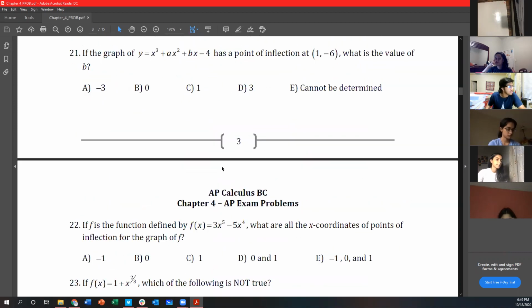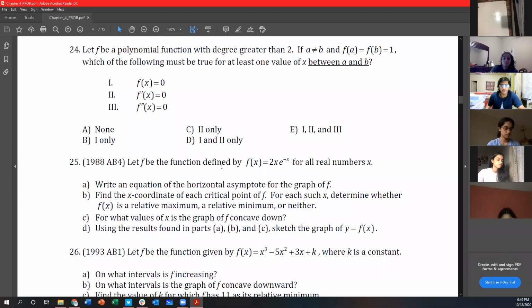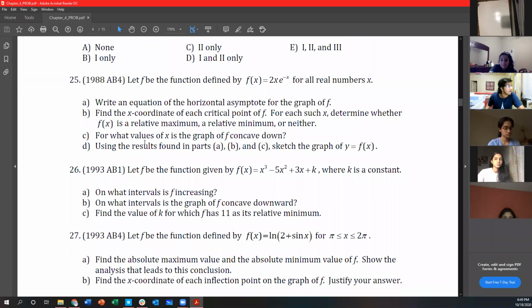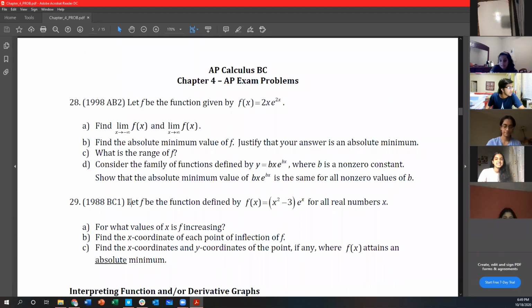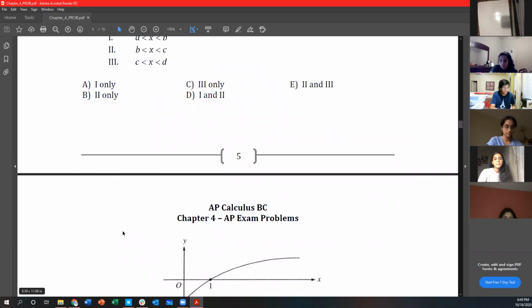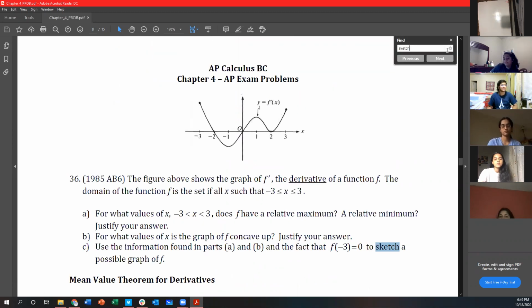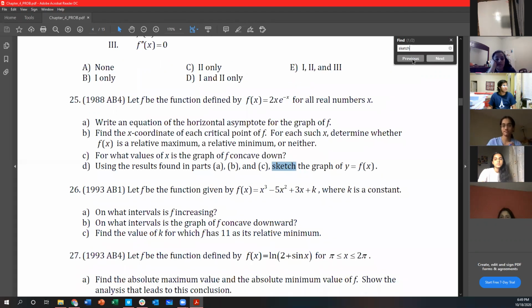Maybe we need to do, if we want to try curve sketching, maybe we need to do one of the free responses. Yeah, maybe that's what we need to do. Sketch. Is there a sketch here? I think there was a question that had to do with sketching. Let's see. Sketch. Yes. Okay. Good.